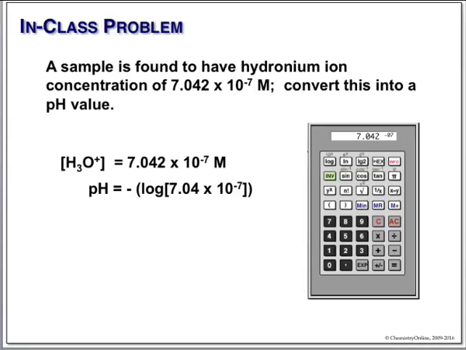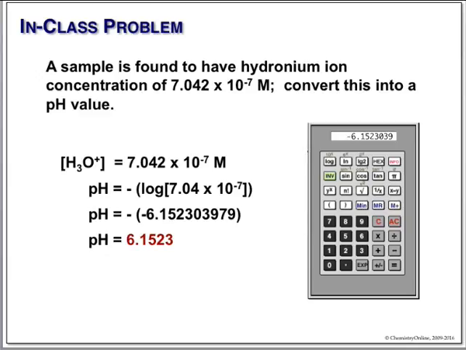So type in 7.04 times 10 to the minus 7. Hit the log button. And you get minus 6.15. Now to get the pH, all you have to do is multiply that by minus 1. Just change the sign.